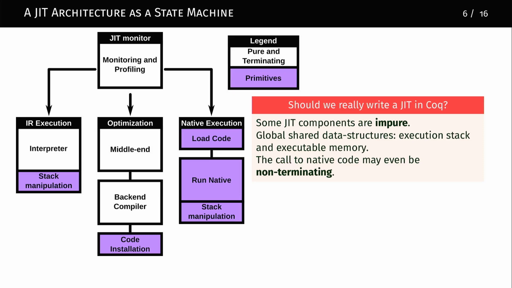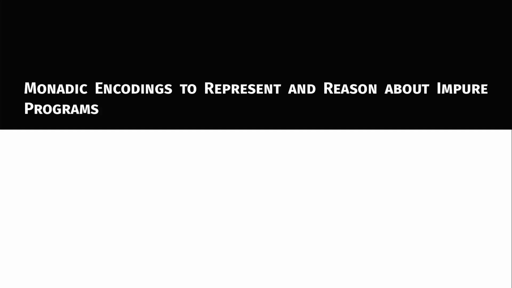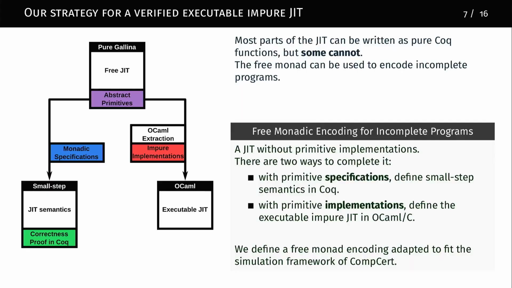Fortunately, we are not the first ones with this issue. For instance, both interaction trees and FreeSpec have been using a variation of the free monad to represent and reason about impure programs in Coq. And so we're going to do something a bit similar. So let's talk a bit more about this monadic encoding.